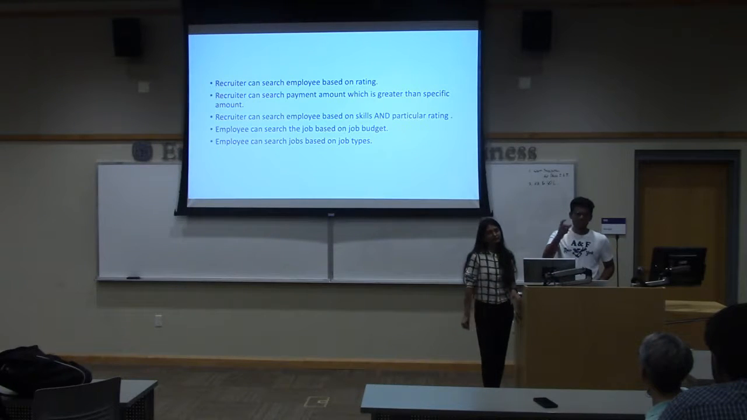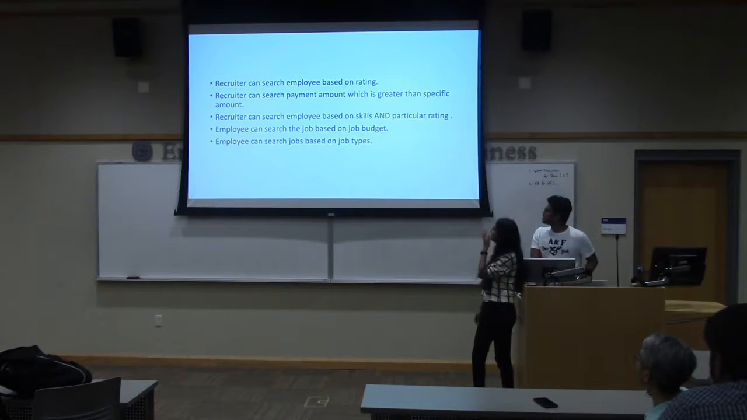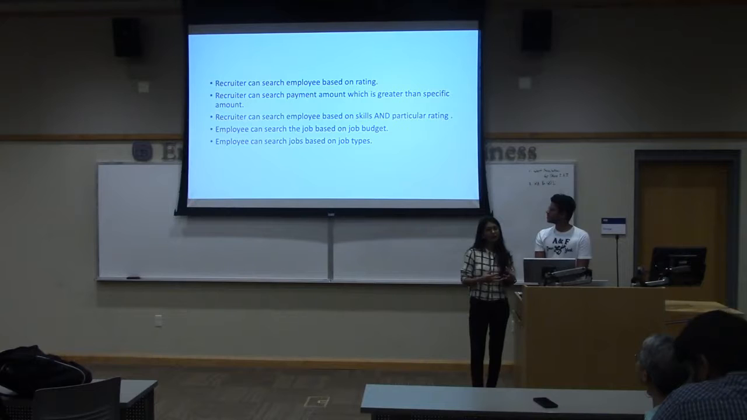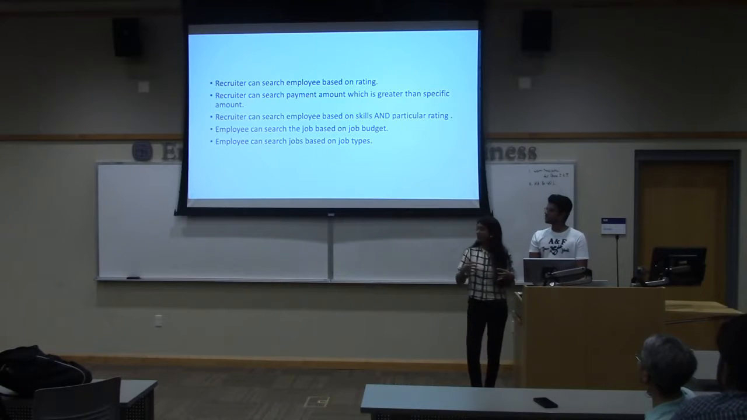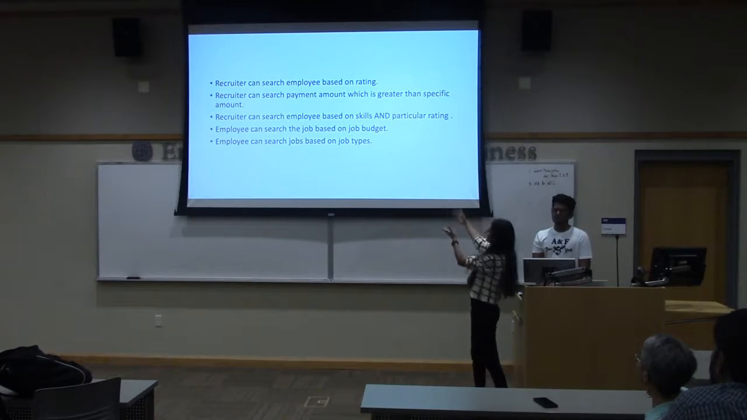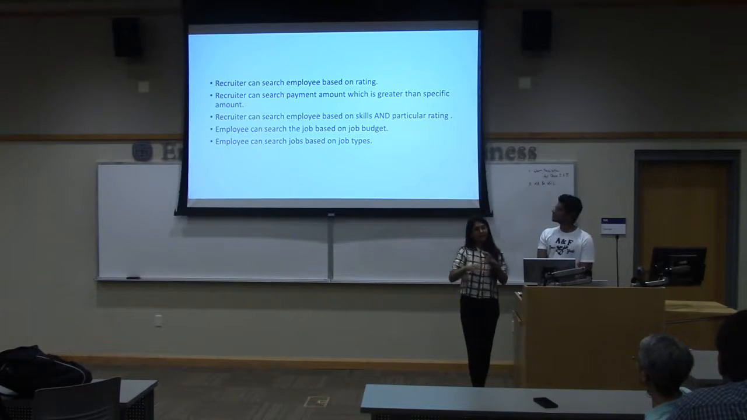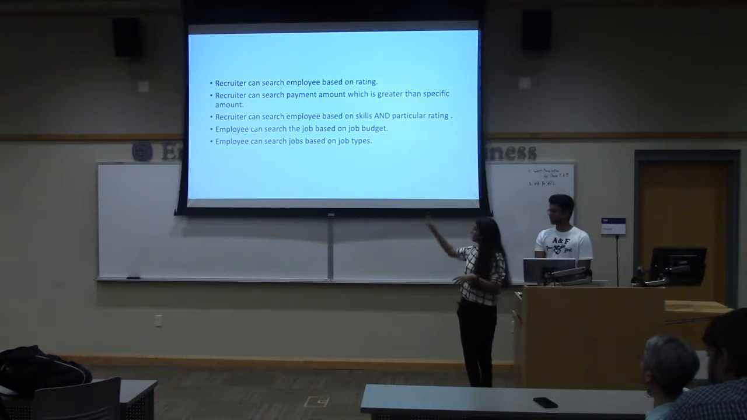So the recruiter will get detailed information for what they provided. Then an employee can search on the jobs, for example if an employee wants a job with a higher budget. Or an employee can say, I want to search a job for Python programming, then search that job and bid on it, and that's it. These are some of the queries we have.